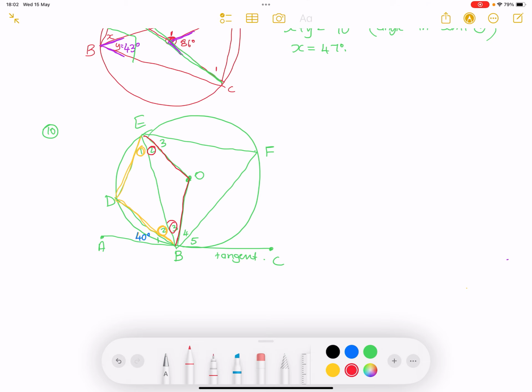If B1, you see I can't use the tangent theorem here. But B1 and 2 is equal to F.